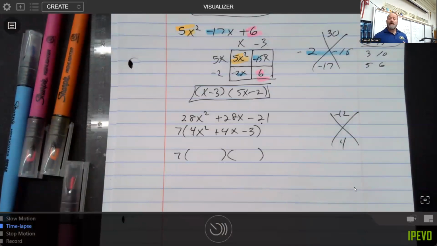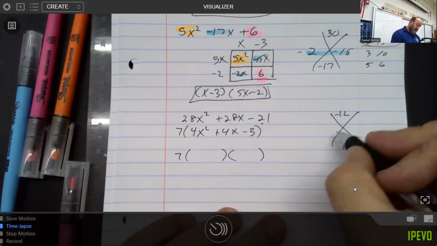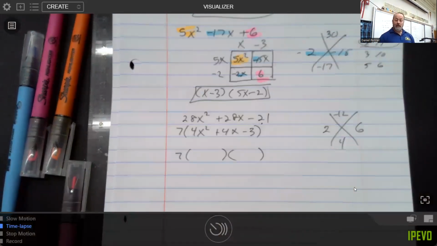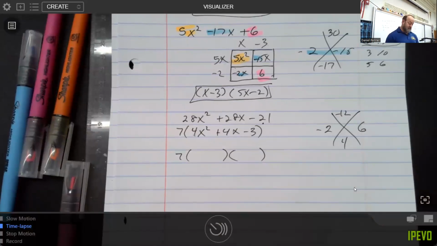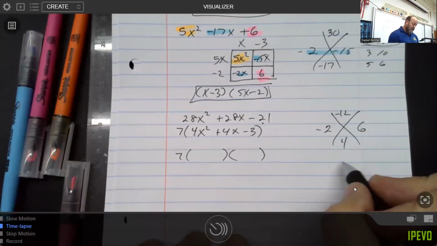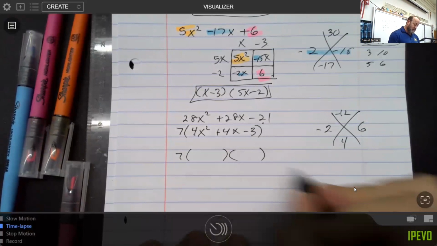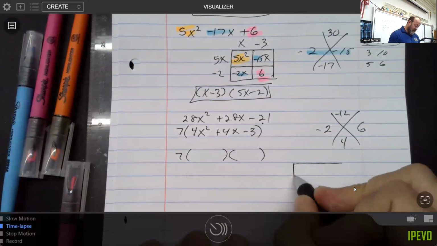And now 12 is either 1 and 12 or 2 and 6 or 3 and 4, but I think you could pretty quickly figure out that 2 and 6 could work if I made the 2 negative and the 6 positive. Please don't write x minus 2 and x plus 6 because we're guaranteed that that is going to be incorrect.